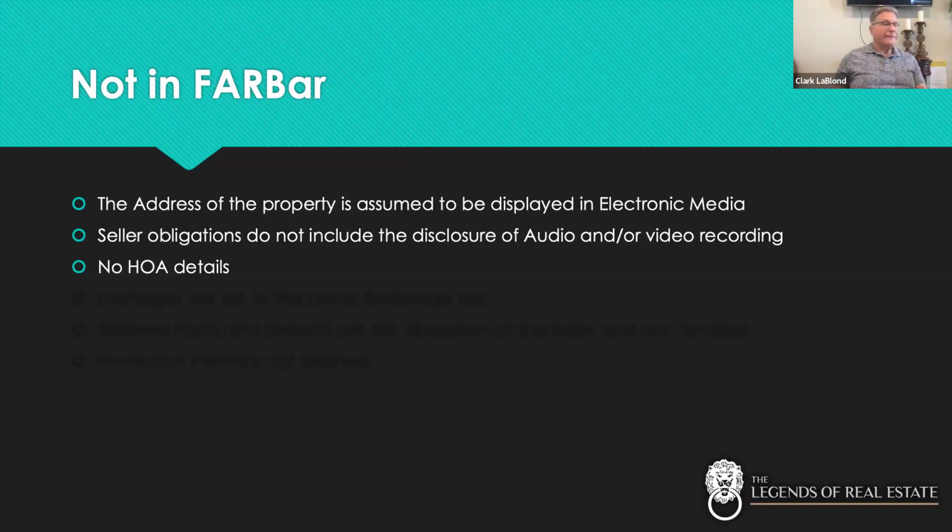Because remember, it was stated in the NEFAR purchase and sale agreement. It's not stated in the FARBar purchase and sale agreement. But until you have all of those documents, every required document, you do not really have a contract. So if you get a purchase and sale agreement executed, but the property is in an HOA and you don't have a fully executed HOA addendum, you really don't have a fully executed contract.